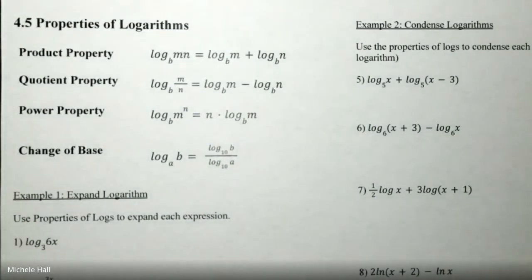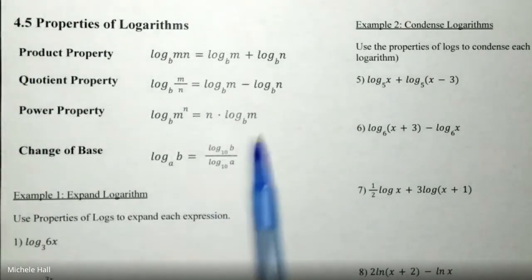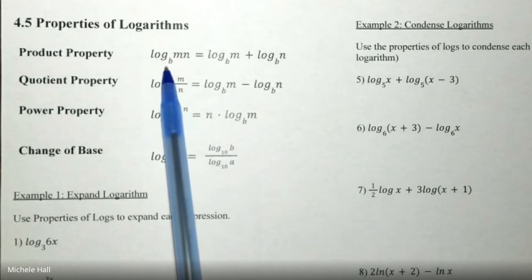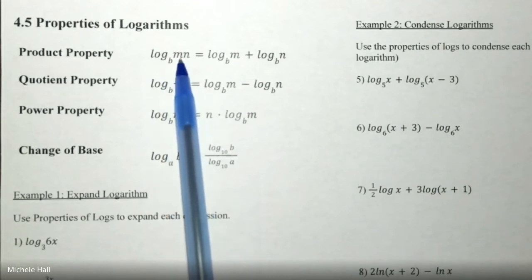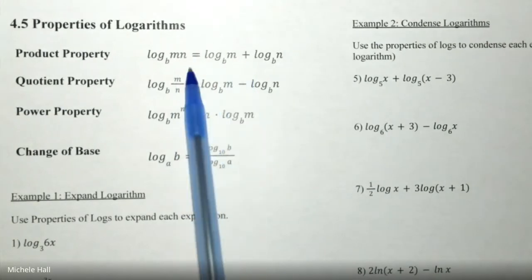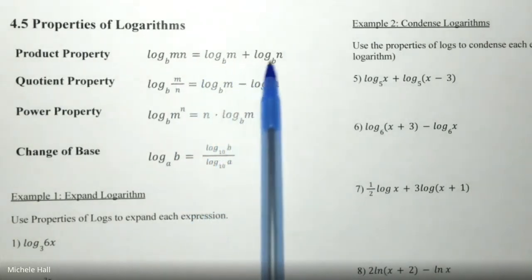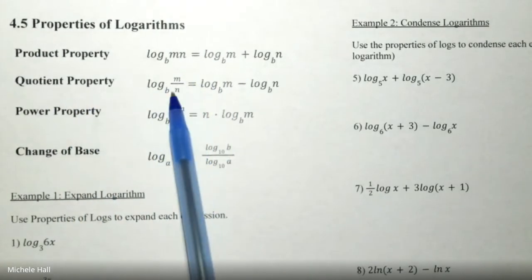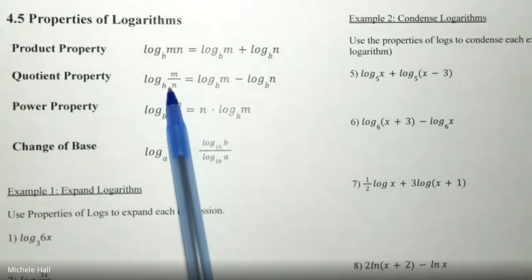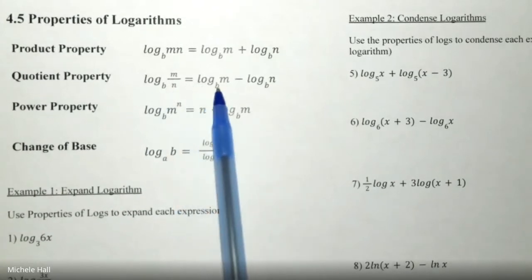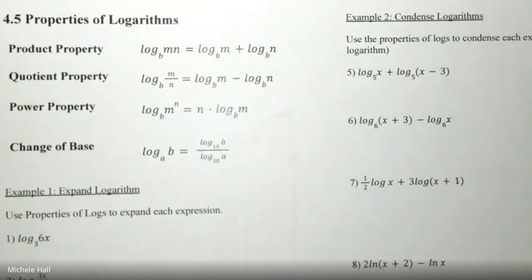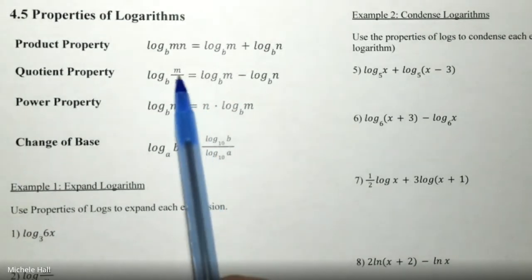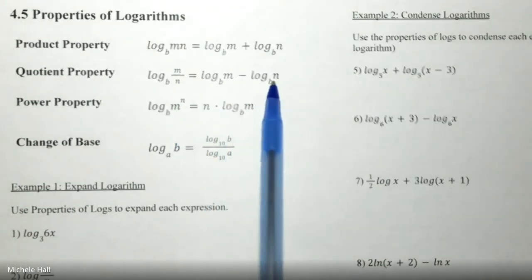4.5, Properties of Logarithms. The product property says that if I have a logarithm, log b of m times n, I can split that up into separate logarithms with addition: log b of m plus log b of n. The quotient property says log b of m divided by n, I can split that up into subtraction: log b of m subtracting log b of n. Order matters. You got to make sure that m comes first and then your n.